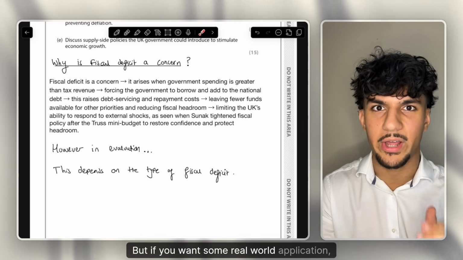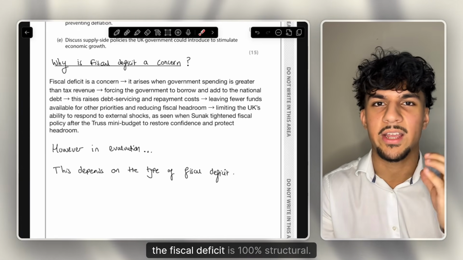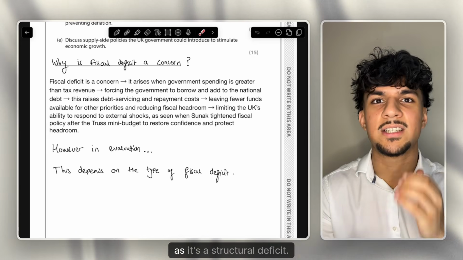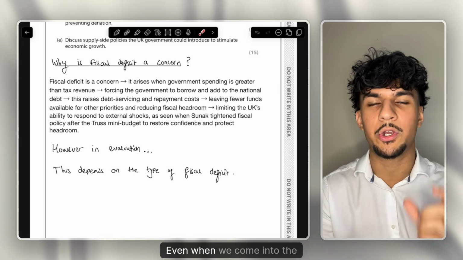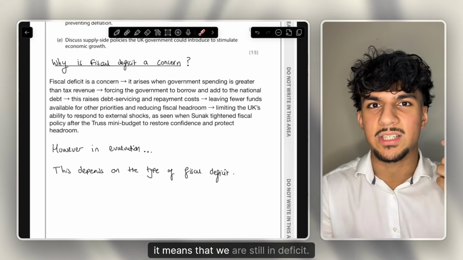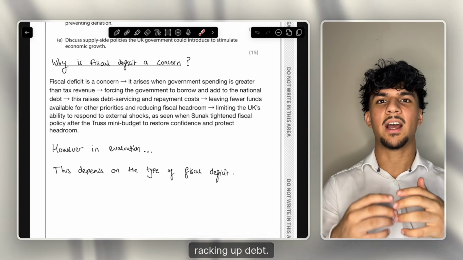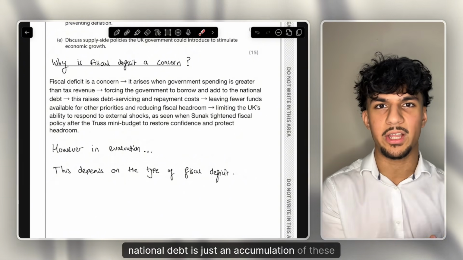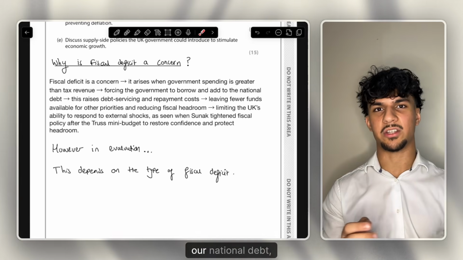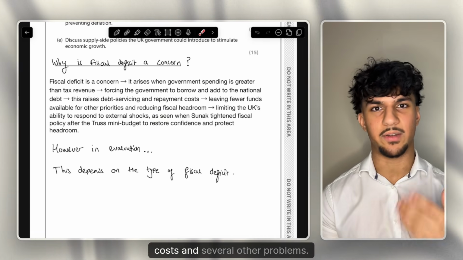But if you want some real-world application, the UK's budget deficit, the fiscal deficit, is 100% structural. Therefore, that is the main reason for concern. As it's a structural deficit, even when we come into the boom phase of the business cycle, we are still in deficit. So every single stage of the business cycle, we are racking up debt. And remember, national debt is just an accumulation of these fiscal deficits. So every stage of the business cycle, we are increasing our national debt, of course, leading to these problems of increased repayment costs and several other problems.